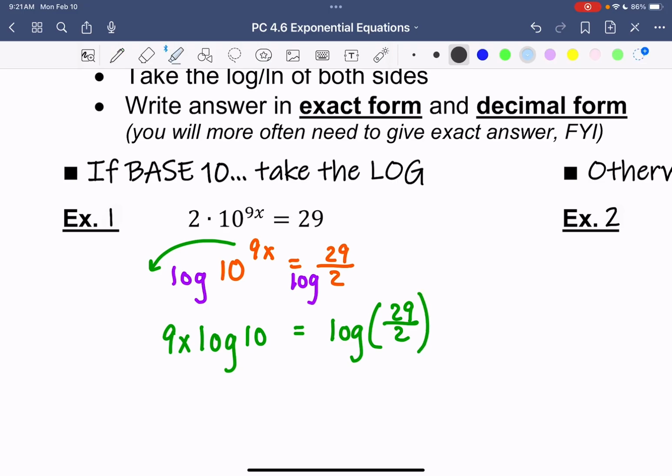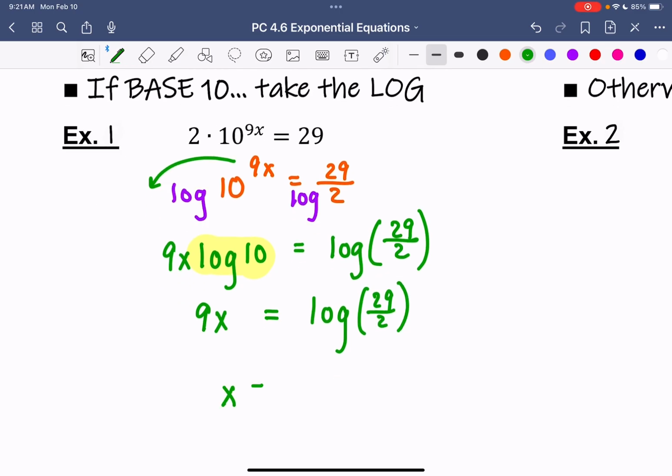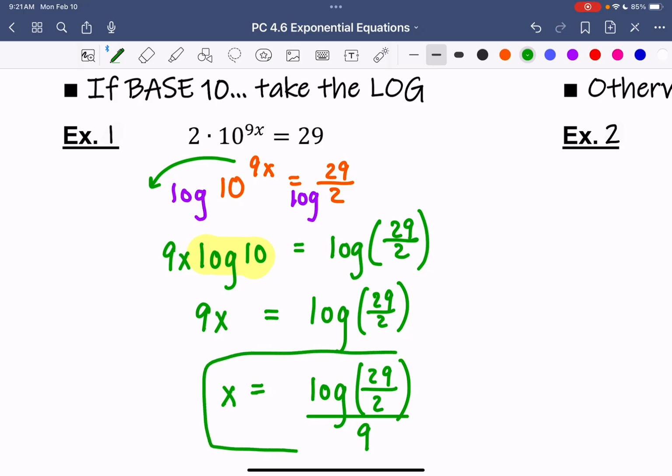And then you may recall the reason why we wanted to do log base 10 is log base 10 of 10 goes to 1. So essentially we can simplify the left-hand side of the equation to 9x equals log of 29 over 2. And last, solving for x. And this would be our exact answer.